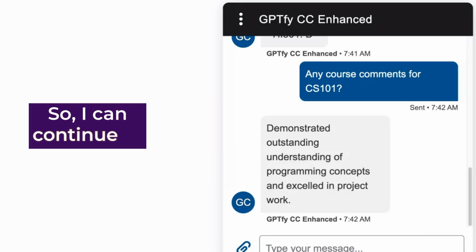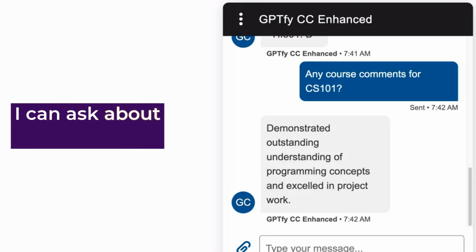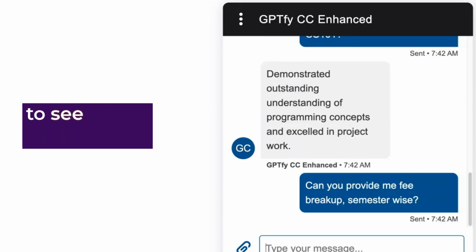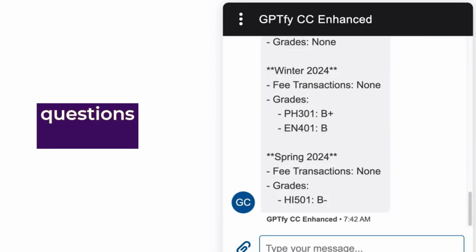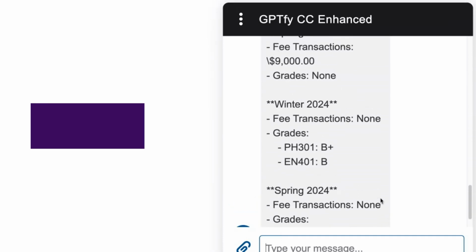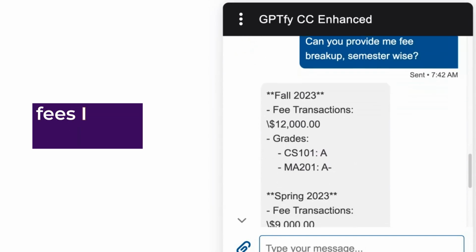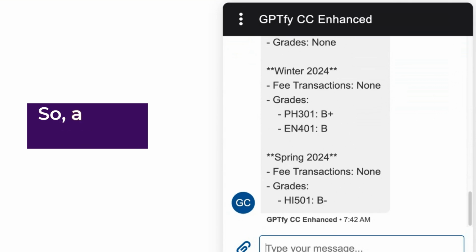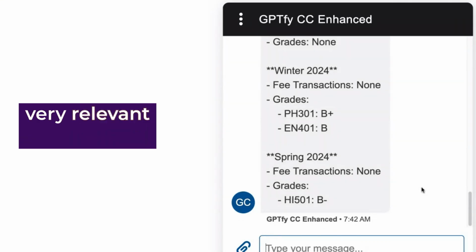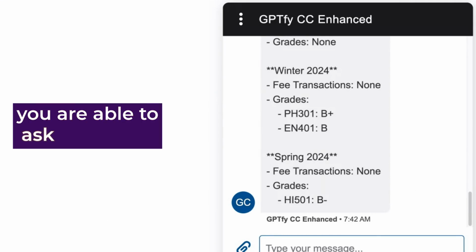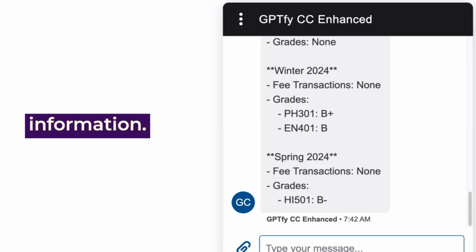So I can continue to ask more questions. I can ask about my fees, how much I paid, all of that stuff here. And what you're starting to see is that now this chatbot is able to answer questions in a lot of depth about things that it knows about what I have done so far. So it's giving me, this is the fees I paid, these are the grades I'm getting. So a lot of information very relevant to what we're trying to do. Again, the idea is that you are able to ask questions back and forth based on the knowledge base articles or based on the account information.